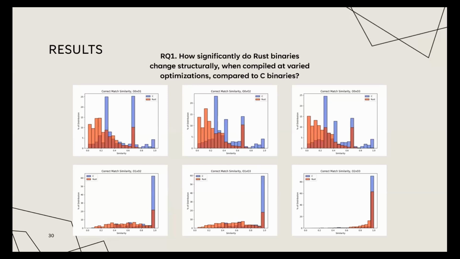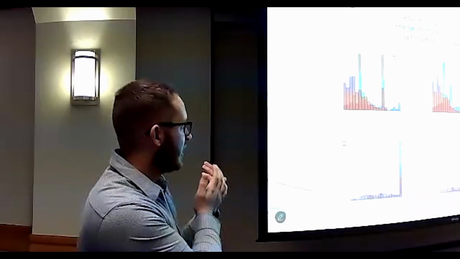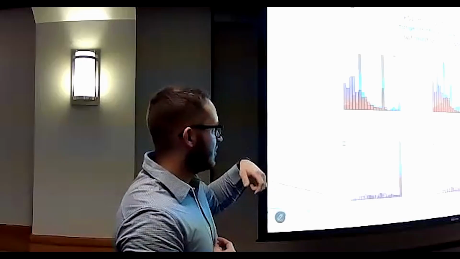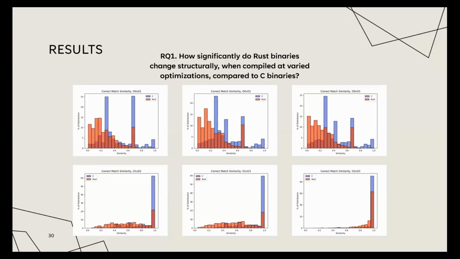What we see here, the orangish red color, depending on how you see it, is our Rust data set, and the blue is C. We see again that the majority of our Rust results are towards the low similarity end. So we're seeing a higher degree of change between our Rust binaries that is quite different than we see in our C binaries. Each of these is O0 compared to O1, this is O0 compared to O2, and so on. So it's not as drastic in our higher optimization levels. Like in O2 versus O3, most things are quite similar, but still we see a skew further to the left.